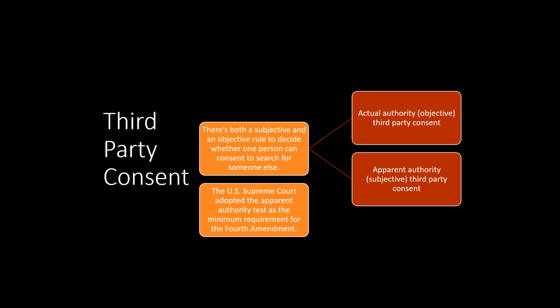You can have actual authority and you can have apparent authority to search. And this can result in some different results. But basically, actual authority, and it's a 1964 case when it was adopted: when someone has, in fact, the legal authority to consent to a search, any consent to the search of the home is enough. The case was Stoner versus California.